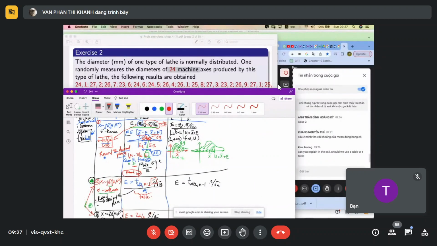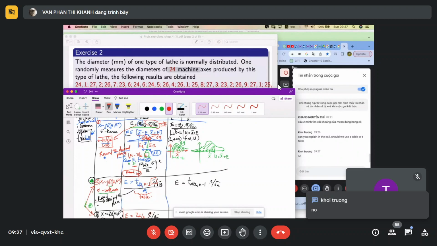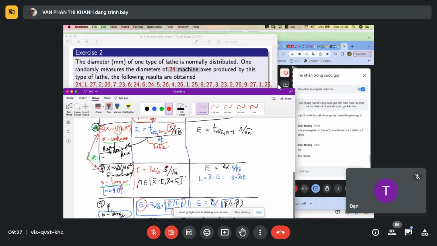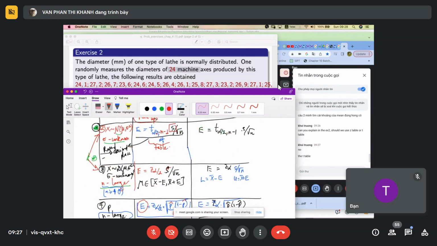Z or T. But here, is sigma given, Khoi? Sigma, no. So it means which case? Yes, T. If sigma is known, we use Z. Unknown, so we use T. That's it. So E here is t alpha over 2, n minus 1, but here n is not 24 but 14, because it's cut already. So 14. S over square root of n.